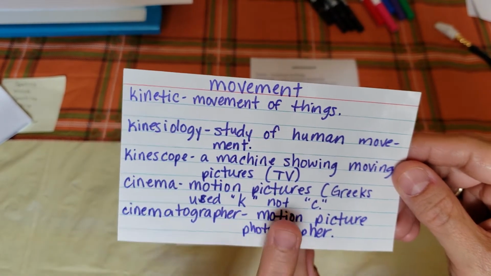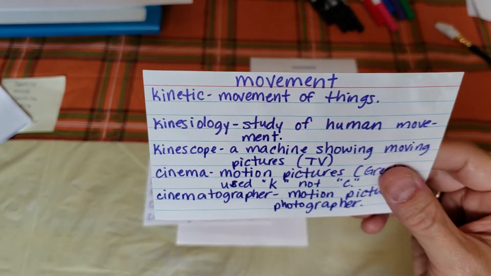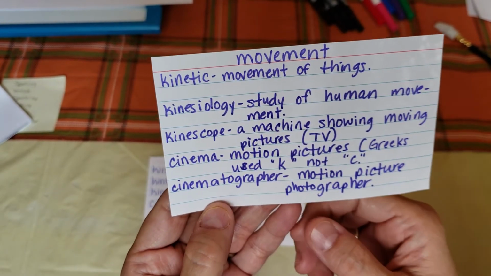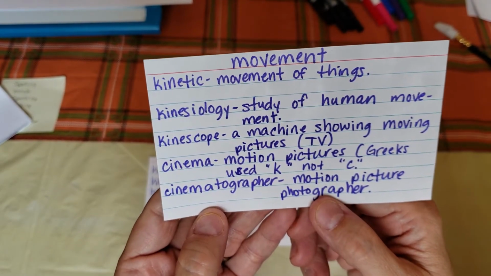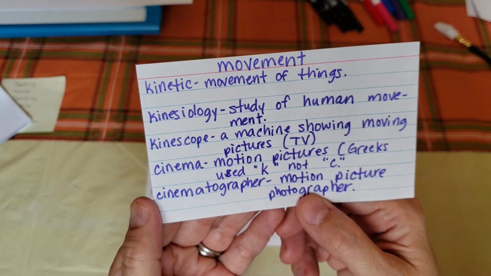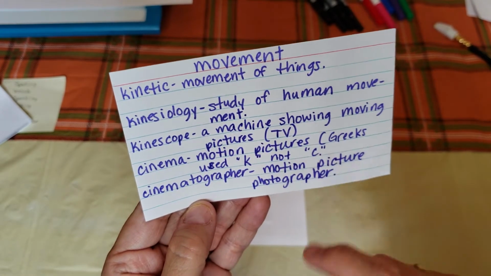All right, so our word today is kinesis, and it means movement. Now the one I want to focus on is this one down here, cinema. You might wonder how cinema comes from the word kinesis. And it comes from kinesis because Greeks used K, not C.